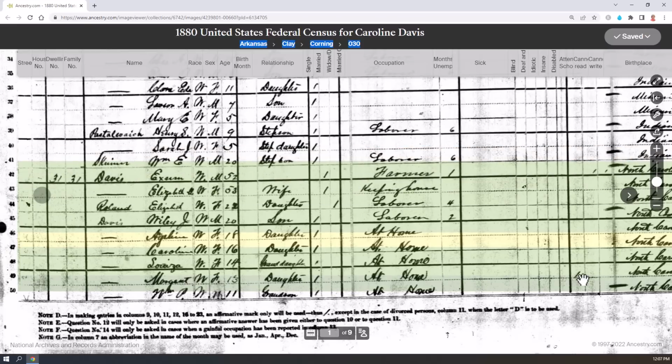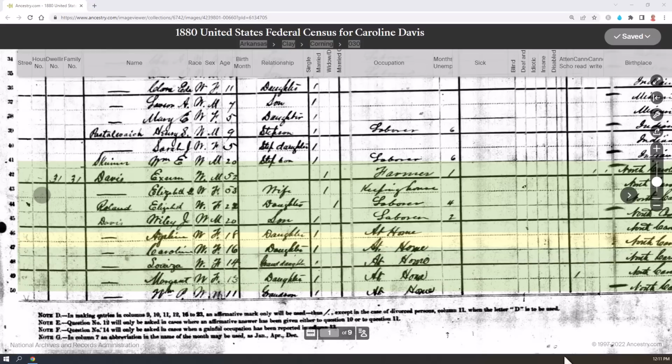Margaret down here, she's listed as having attended school. So she can read and write. She just has attended school, which I thought was also interesting. She's 13 years old. She's attending school, but the 14-year-old is not. The 16-year-old is not. More interesting information for your family history.